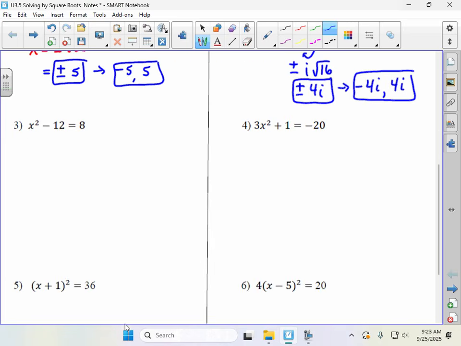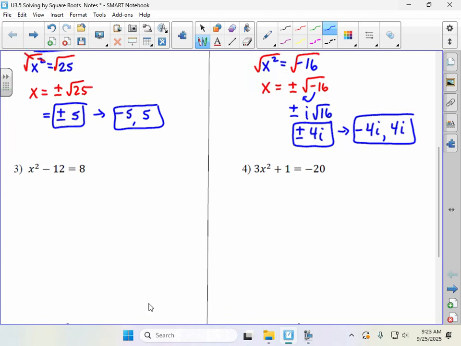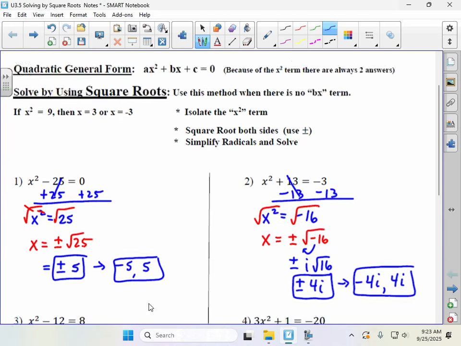All right, so let's do 3. You can see in all these problems, the quadratic equation in general form has an x squared, an x, and then a constant term. All these problems have the x squared term, but they don't have the bx. There's no x to the first power in these equations, and this is what allows us to square root both sides.